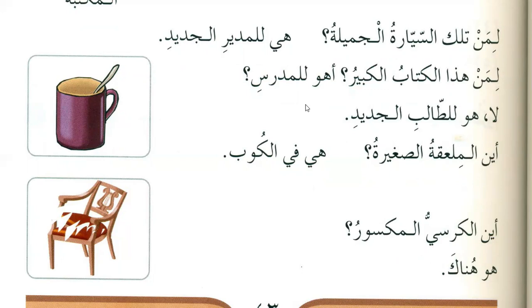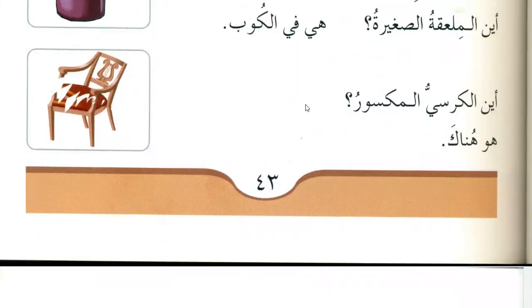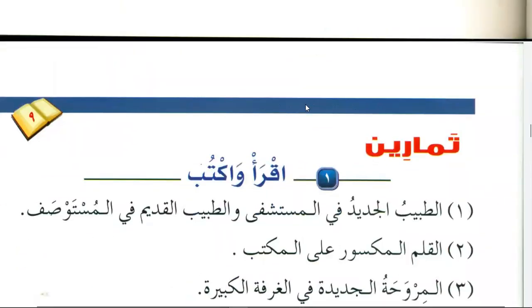Ainal milakatus saghiratu. Where is the small teaspoon? Hiya fil kubi. It is in the cup. Ainal kursiyul maksuru. Where is the broken chair? Huwa hunaka. It is there. Tamanin, iqra waktub.